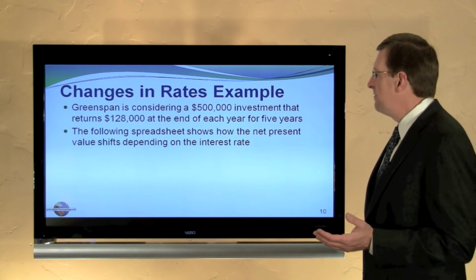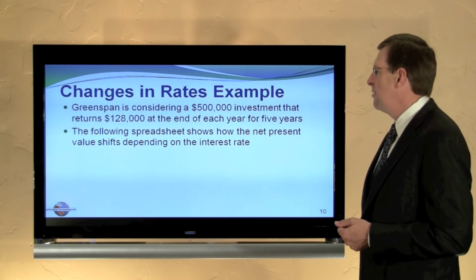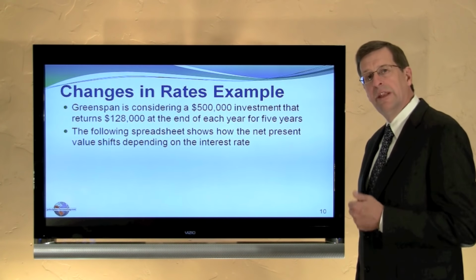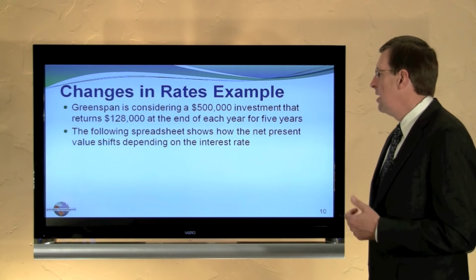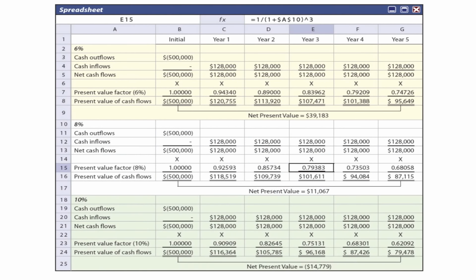Let's see how this is going to affect us in the case of Greenspan, who's considering a $500,000 investment that returns $128,000 each year for 5 years. The following spreadsheet shows certain calculations. This same spreadsheet is repeated in your textbook. It compares the present value of the $500,000 investment to the present value of the stream of $128,000 annual returns. Here at a 6% discount, we've got a positive net present value of $39,183.